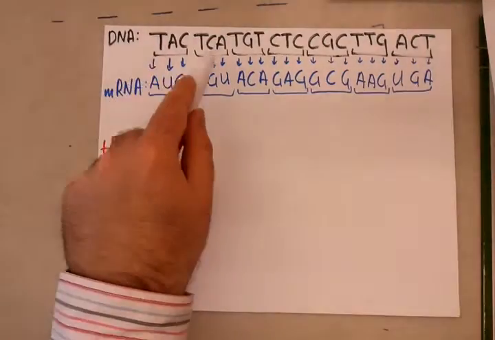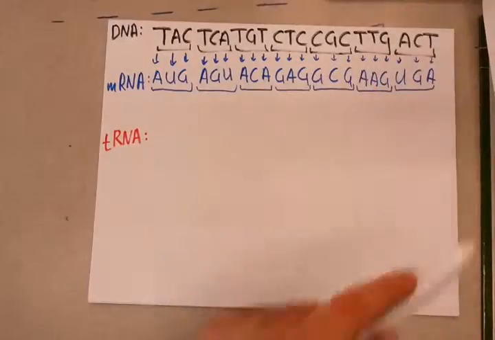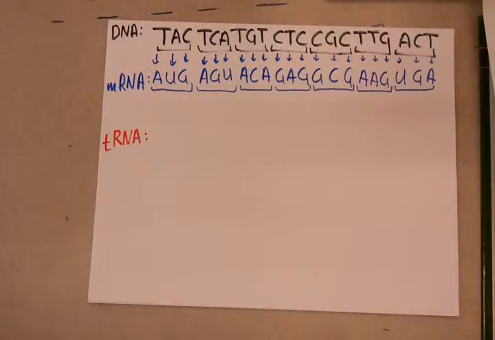Specifically, there were 7 codons, so 21 nucleotides, 7 codons of DNA. And it's in black right over there: TAC, TCA, TGT, CTC, CGC, TTG, ACT. So that was your DNA sequence. Based off that DNA sequence, the first step is to transcribe that from DNA onto mRNA.